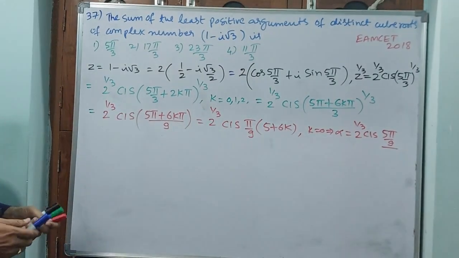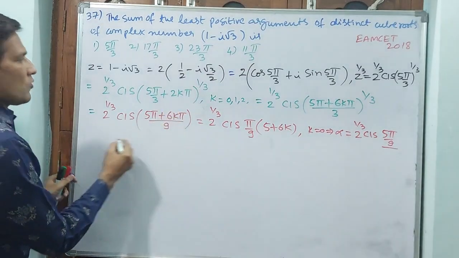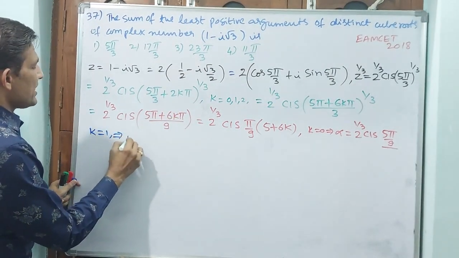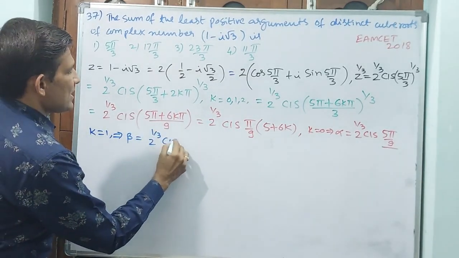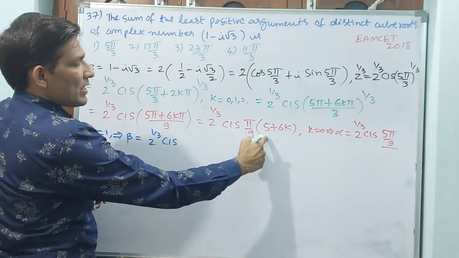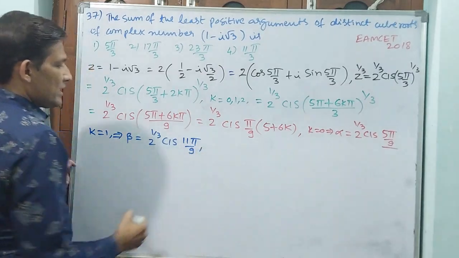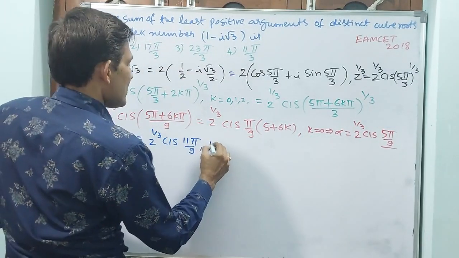Okay, let me go for k equal to 1. K equal to 1 implies beta. You take this as beta. 2 power 1 by 3 CIS, if you apply 1 here, 6 plus 5 is 11, so 11 pi by 9. That means 11 pi by 9 is the argument you require. Okay, now go for k equal to 2.